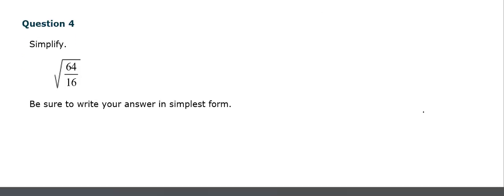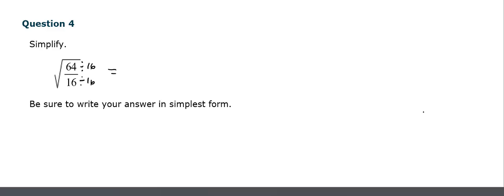So the next problem was similar to our first example. Simplify the square root of 64 over 16. So we can reduce before we simplify. So there is a value that goes into both 64 and 16, and that would be 16. So I'm going to divide 16 out of both of these before I start.